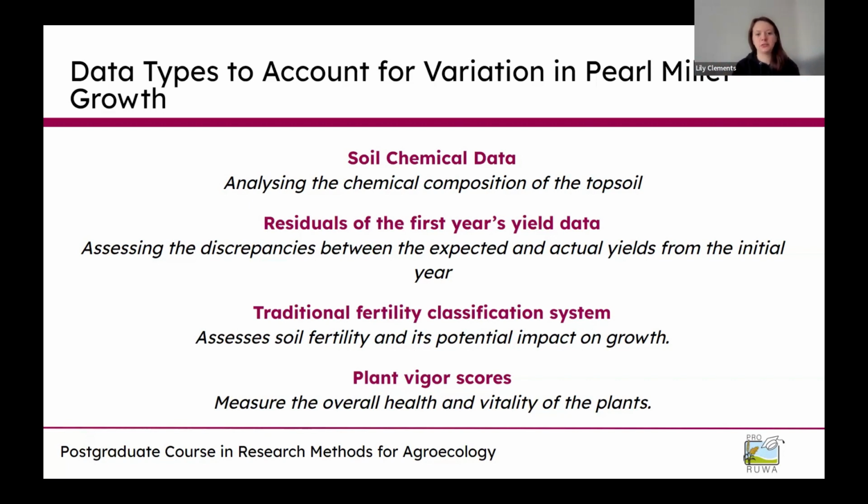The third one is traditional fertility classification system. This assesses soil fertility and its potential impact on growth. And the final one is your plant vigor scores, which measure the overall health and vitality of the plants. So these are the 4 different data types used in this case study example to account for the variation in the pearl millet growth, to account for those differences seen in growth of this crop.